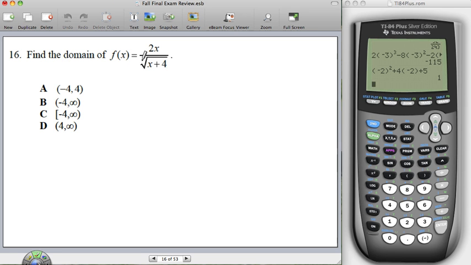Find the domain of f of x. Well, your domain are your possible x values. Since you do have this radical, you can't take the square roots of negative numbers. So x plus 4 has to be greater than 0. It can't be equal to 0 because you're dividing, and you can't have 0 in the denominator. So x has to be greater than negative 4. In interval notation, that's negative 4 to infinity. So my correct solution for this is going to be B.